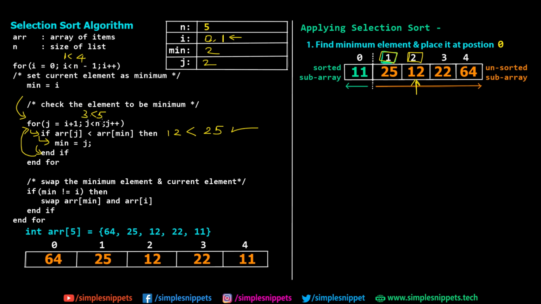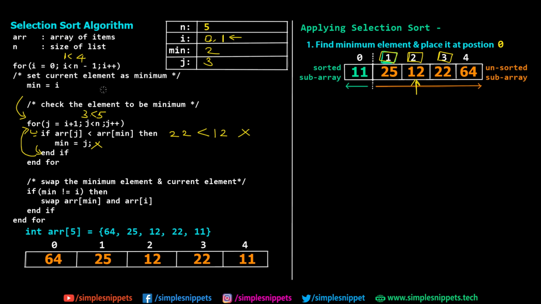Is 3 less than 5? Yes. So we go inside this for. j has become 3, so I'll update it over here. We say ARR of j. ARR of 3 is 22. Is 22 less than ARR of min? The new value of min is 2. ARR of 2 is 12. Is 22 less than 12? No. So we will not go inside this if, right? So this statement will not be executed. We will end if, we will end for, again come back.